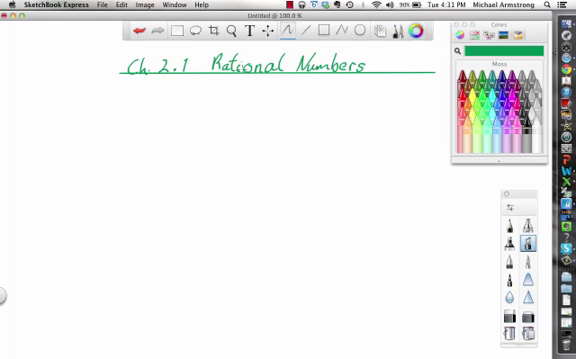Okay, chapter 2.1, rational numbers. Now, rational numbers are a little different than integers. Our last chapter was about integers. And if we look at a number line, we have integers.